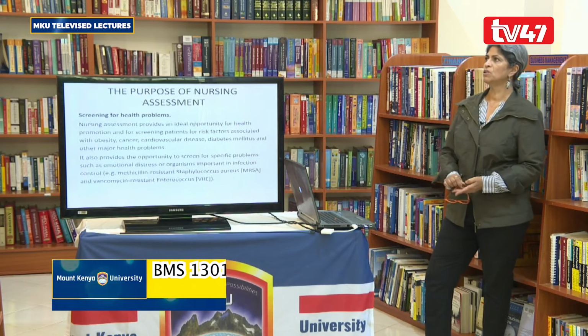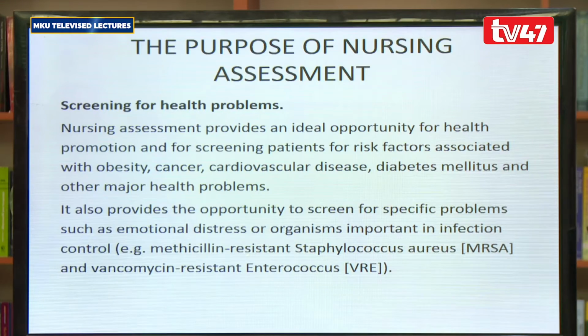So you are also screening for other health problems. For example, patients themselves sometimes don't screen, and it is not common in our setup for patients to go for screening. So it is an opportunity when you meet the patient in whatever setup to screen for certain problems, as I have said earlier, to screen for diabetes, hypertension, breast cancer, etc.